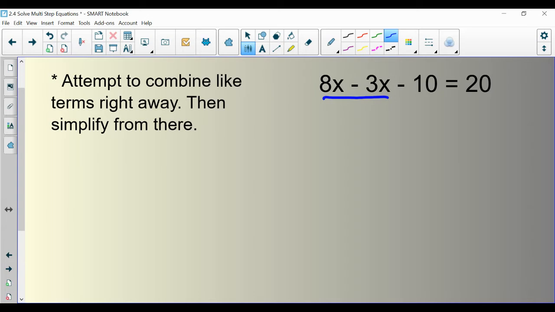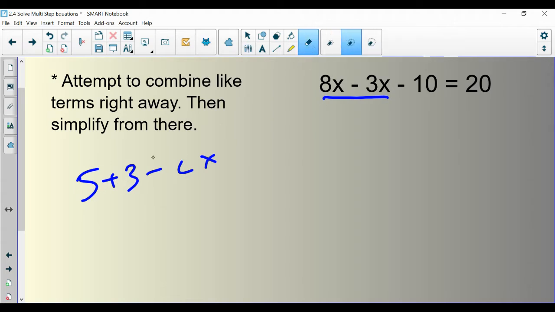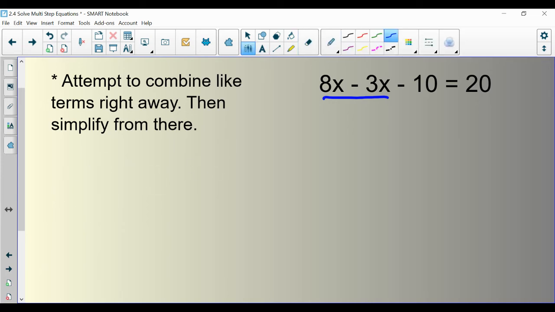Similarly, if you had two things that didn't have any variables with them, those would be considered like. So if you had 5 plus 3 minus 2x, the 5 and the 3 are like because they both don't have an x, so you could just take 5 plus 3. So with this problem, like I said, attempt to combine like terms right away and then simplify from there. We can just do 8x minus 3x. If you had 8 x's and you got rid of 3 of them, you would have 5 x's. 5x minus 10 equals 20.